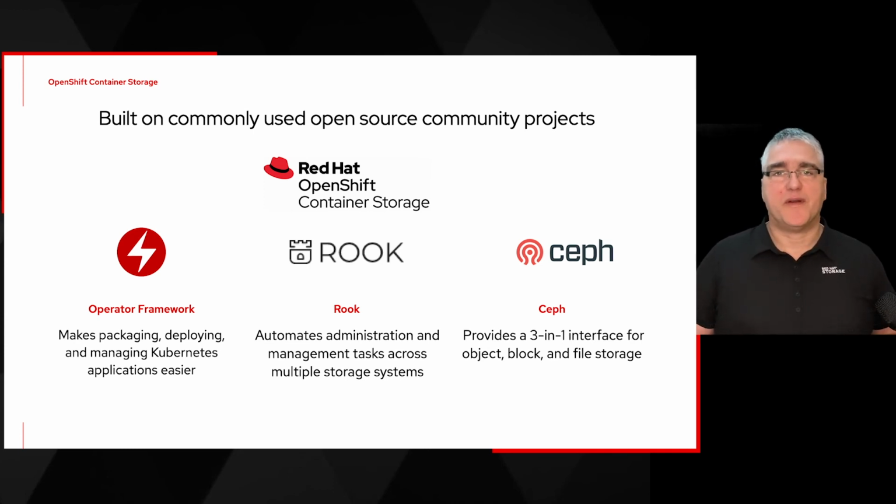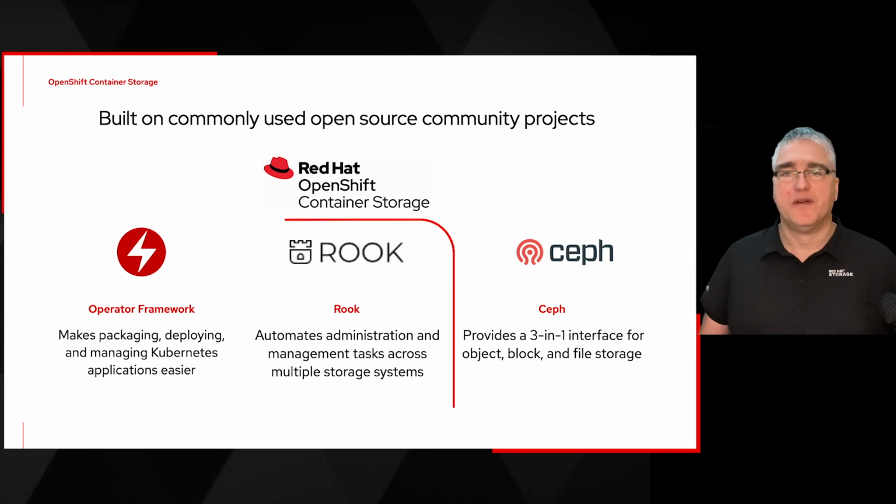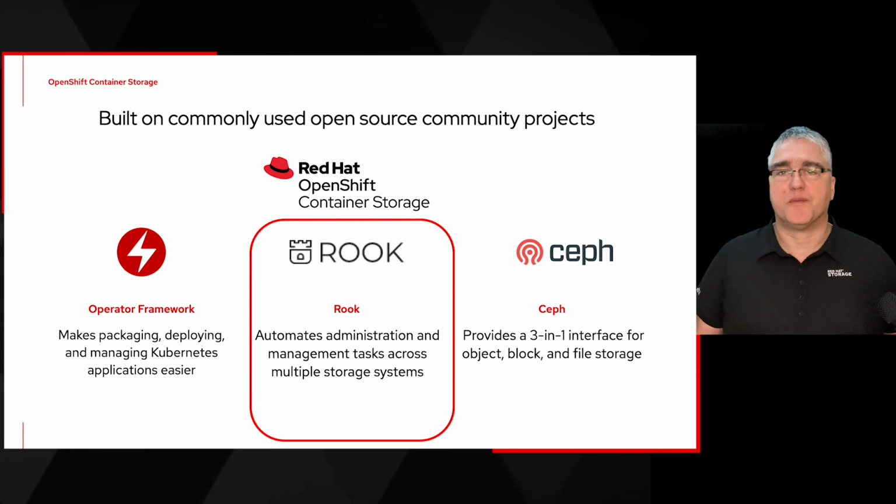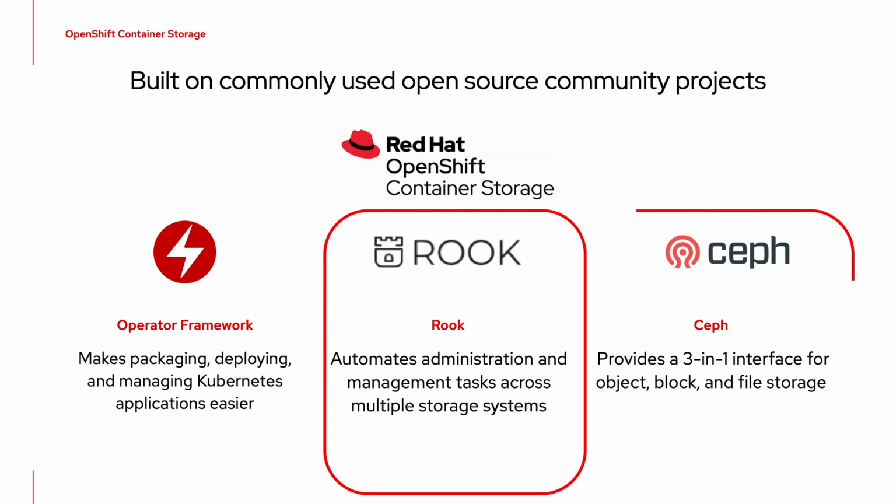Red Hat OpenShift Container Storage is built on open source community projects. It works in an operator framework and makes use of Rook. Rook automates administration and management tasks across multiple storage systems, and it uses Ceph as the internal engine. And Ceph provides a 3-in-1 interface for block, object, and file storage.